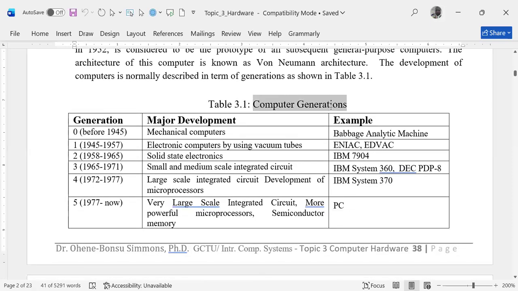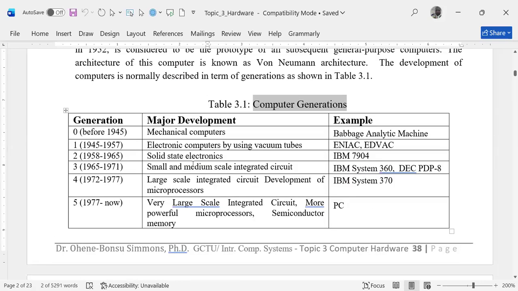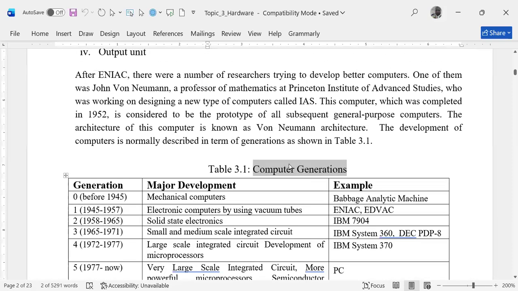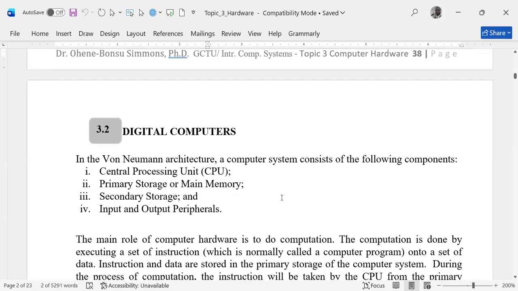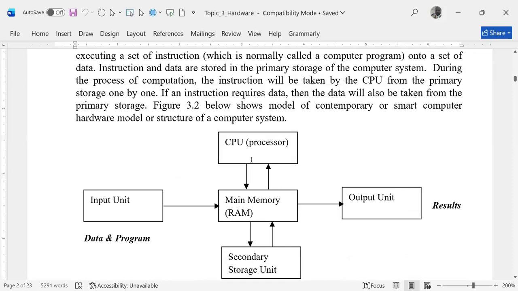Generation of the computer systems. It has gone through several generations, and now we are using i7, as you're aware, from different companies such as HP, Apple, in that order. Good. And this is the structure of a computer system.